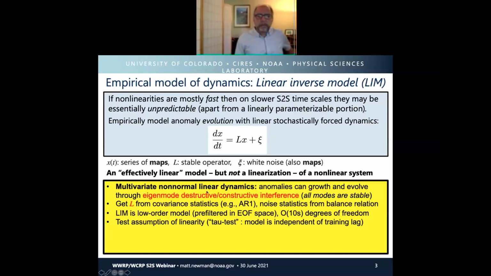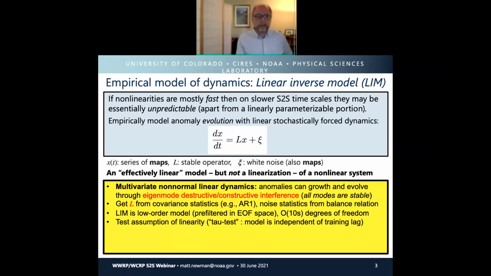So from a detailed perspective, one could imagine deriving this equation from first principles, but it's a lot easier to basically go backwards and say it implies certain relationships in terms of the covariance statistics. So we can determine it in an inverse sense, both L and the statistics of the noise. Typically, these are done in EOF spaces, so they're actually very low order models, on the order of 10 to 100 degrees of freedom. And we can test to make sure that that linear approximation to the predictable dynamics is good.